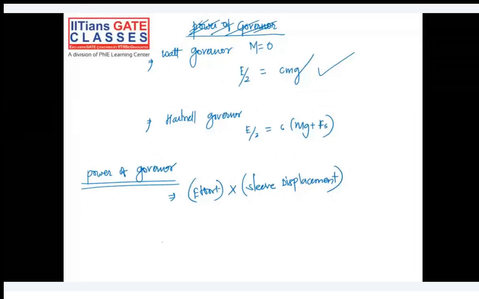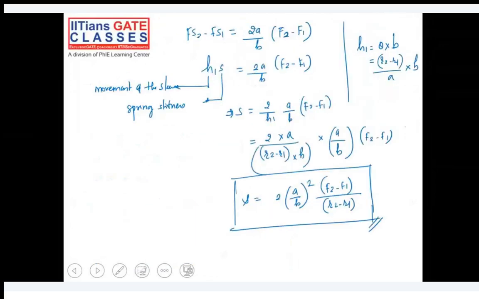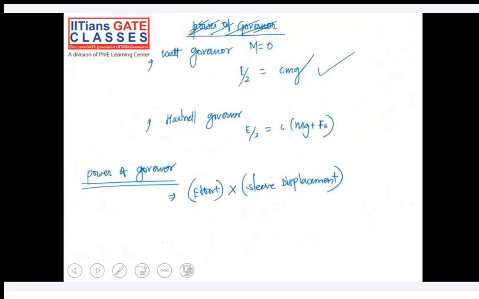Okay, let me go back to the Hartnell governor. We don't have the mass of the sleeve here, and we don't have the mass of the ball here, because we have anyway removed that in the calculation. So only the mass of the sleeve is taken into consideration, if you remember. That's why only capital M is coming, not small m. So let me correct this. This is capital M, not small. Yes, make it capital MG.